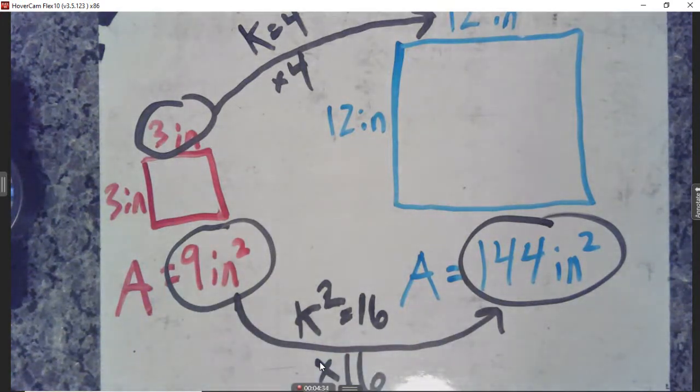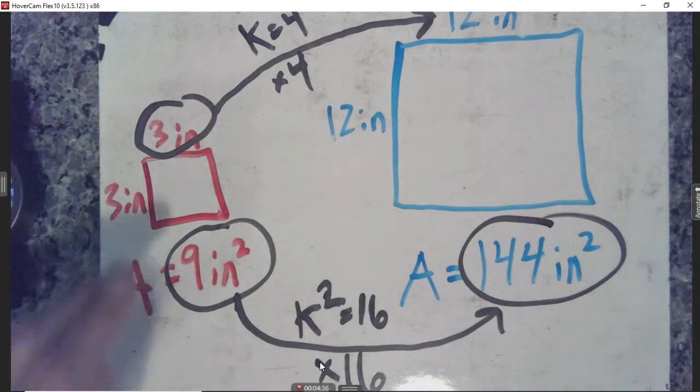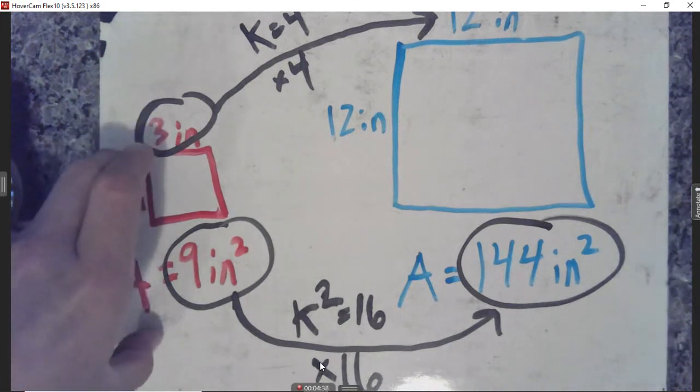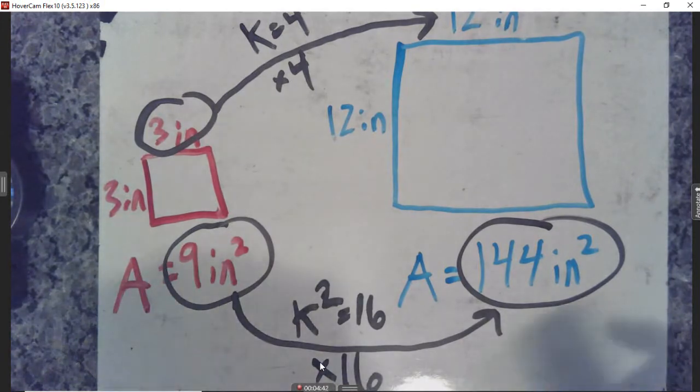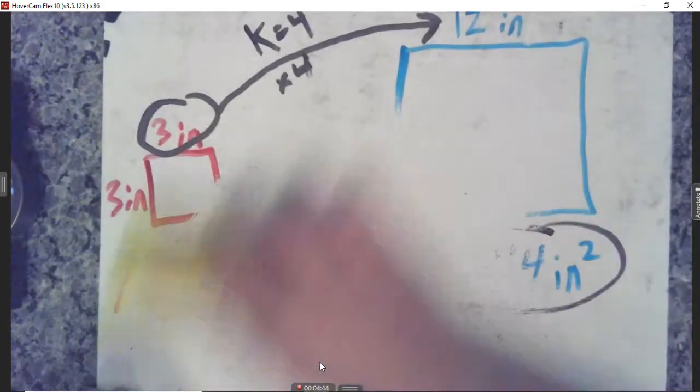Now for the formulas with all this stuff, I'm still going to try to make the small shape red and the bigger shape blue. But here's the relationship. And then we'll make my scale factor just black.